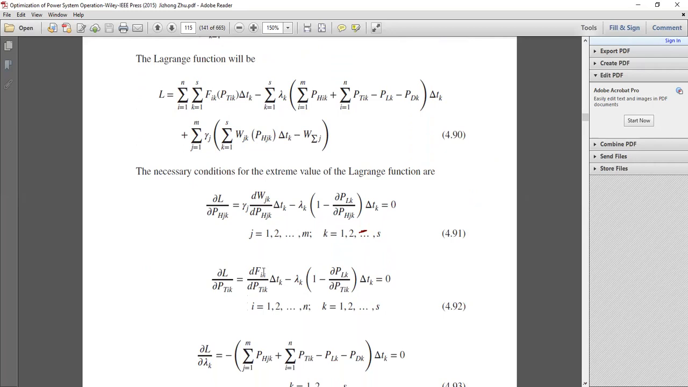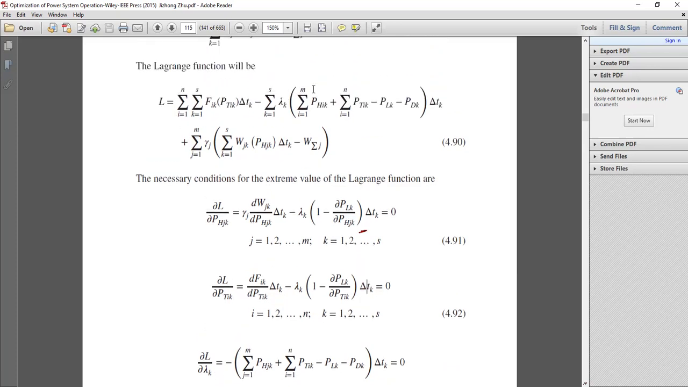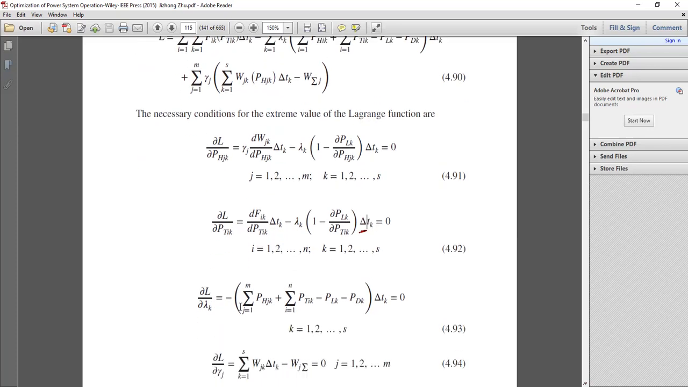So you take dFik by dPtik into del tk minus lambda k times 1 minus dPlk, you see dPlk again taken, because Plk will be a function of both Phjk as well as Ptik. And then del tk, here i is for all the thermal units, so 1 up to n, k is for all the instances 1 up to s. Then you have dL by d lambda k. So simply this whole thing will come, and that will be equated to 0.